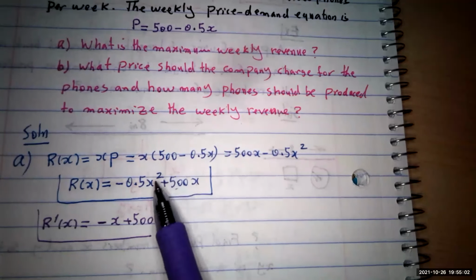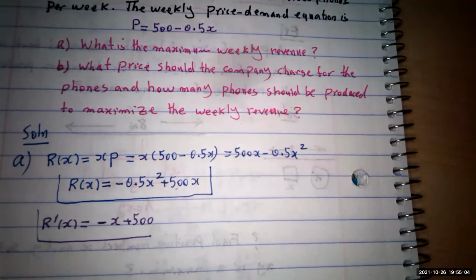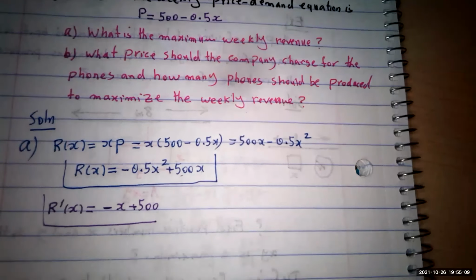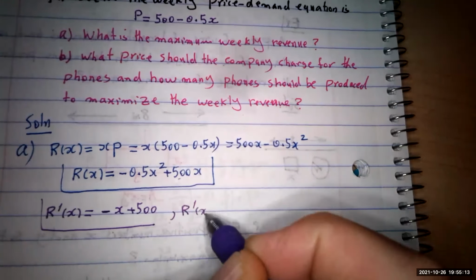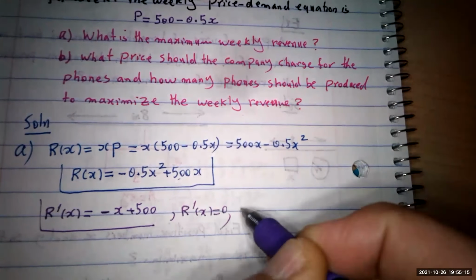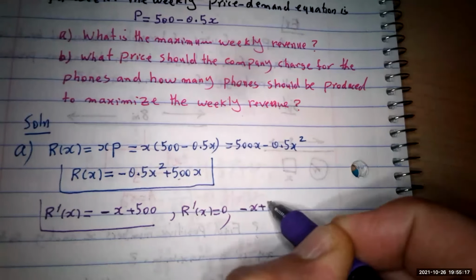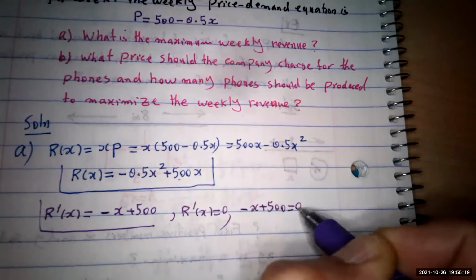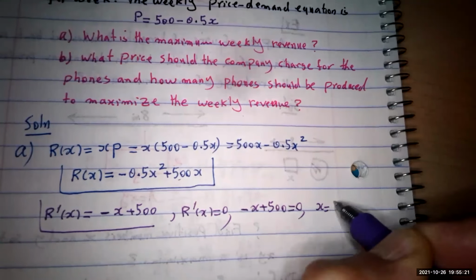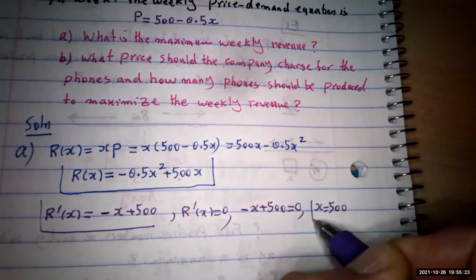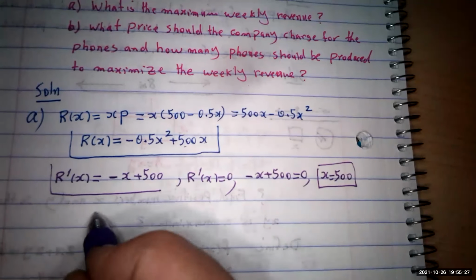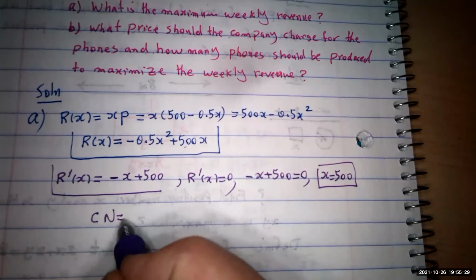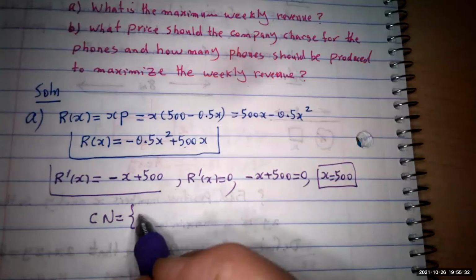Exponent times coefficient, 2 times 0.5 would be just 1. So this is going to be the R prime. You let it equal to 0. Okay, R prime of x equal to 0. So that gives us negative x plus 500 equal to 0. So x would be 500. That's it. So this would be your critical number. Okay, so the critical number is going to be equal to 500.